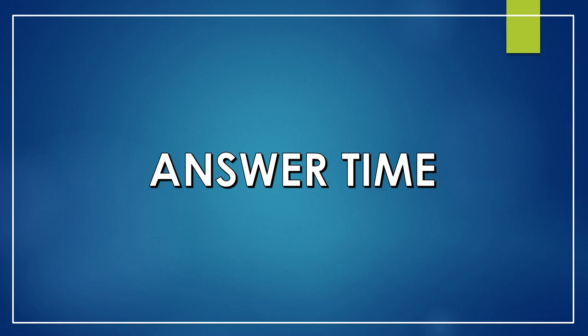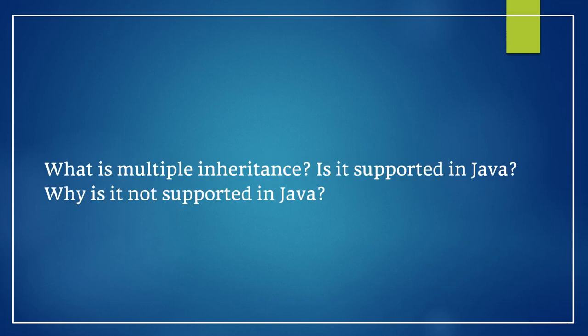Multiple inheritance is not supported in Java. Multiple inheritance means there are two parents to a child. What is multiple inheritance? Is it supported in Java? Why is it not supported in Java? We had probably looked at part of it in the earlier question. When there are two parents and one common child which is trying to inherit from both parents, it's called multiple inheritance. It is not supported in Java.